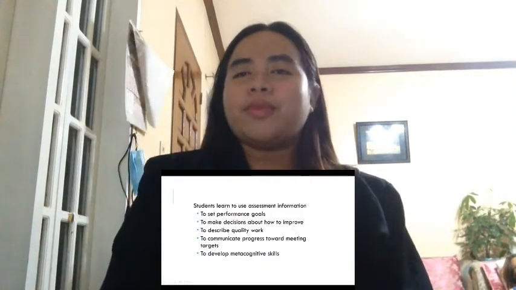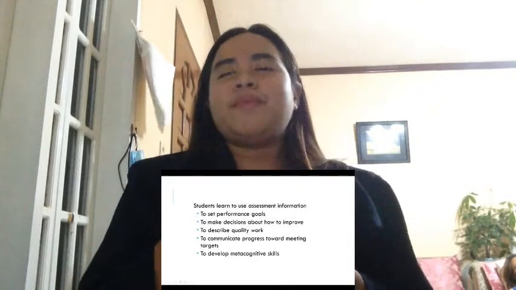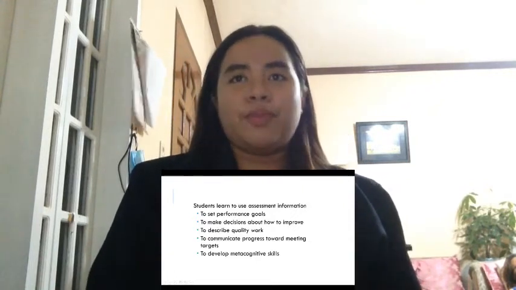Confidence and motivation are increased because the emphasis is on progress and mastery. Then students learn to use assessment information to set performance goals, to make decisions about how to improve, to describe quality work, to communicate progress toward meeting goals, and lastly, to develop metacognitive skills.